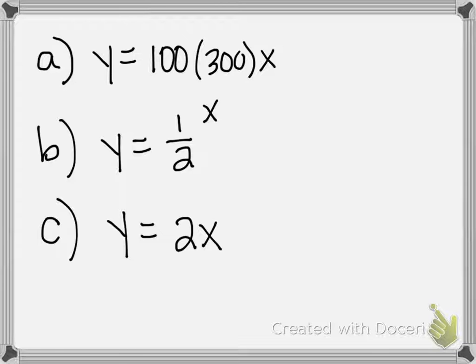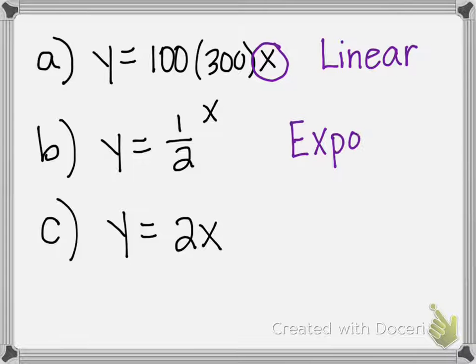So a is going to be linear, and it's going to be linear because my x is being multiplied. So the x is not in the exponent. So therefore, it is still going to be a linear function. All right, b is going to be exponential. It's going to be exponential because my variable x is in the exponent. All right, so my a value is 1 times the 1/2, so my base is 1/2 raised to x for exponential.